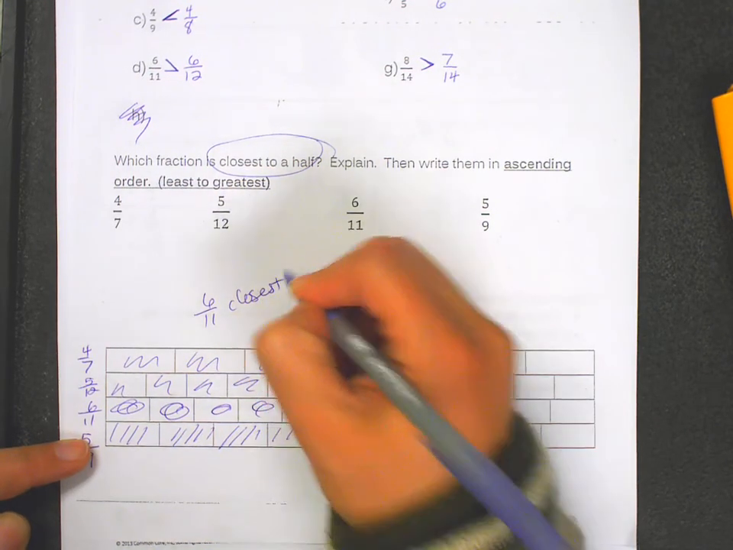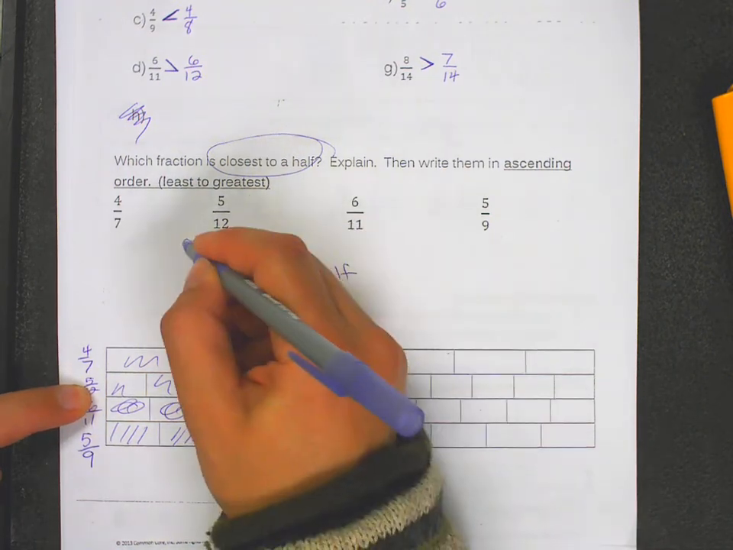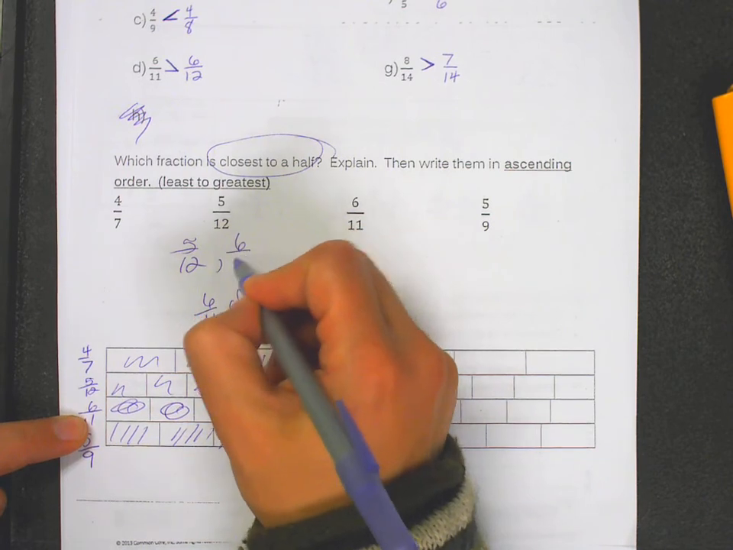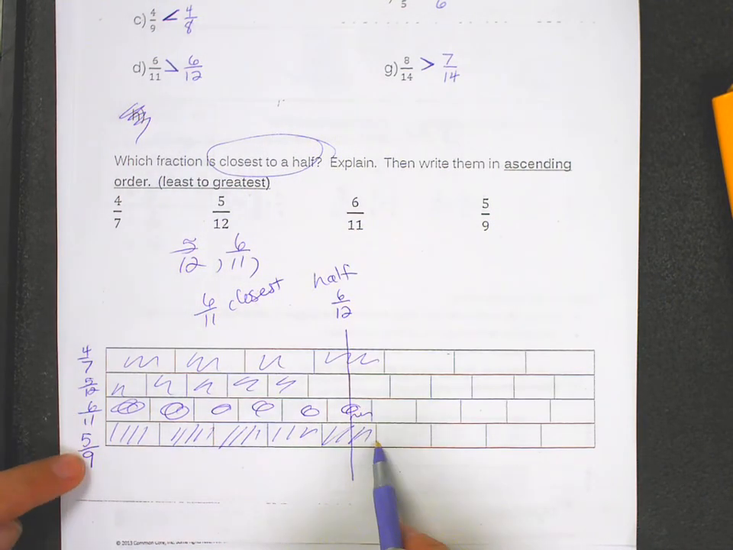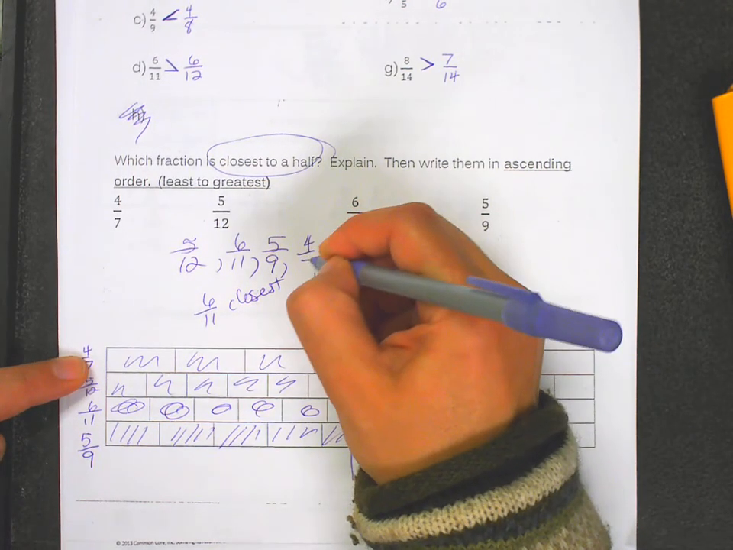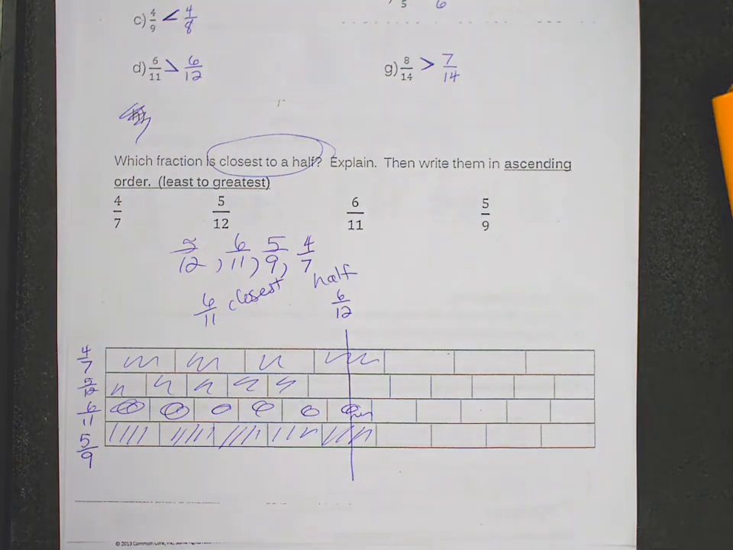And if I was going to write them in ascending order, the most to the left would be 5/12. And then the next line is 6/11. And then the next one is 5/9. And the last biggest one is 4/7. 5/12 is less than 6/11, is less than 5/9, is less than 4/7. The lowest one was 5/12, and the biggest one was 4/7. Without the picture, I don't know if you would get it, unless you changed everything to decimals and did it like we did on the first page.